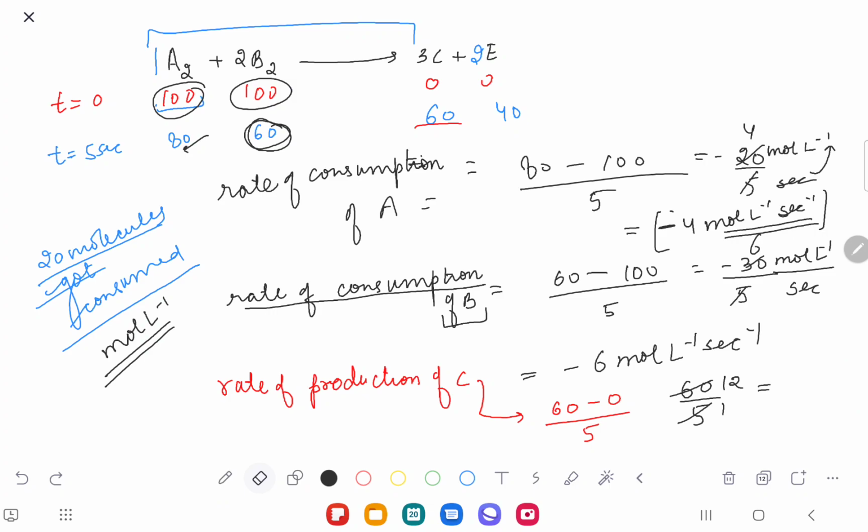Okay, so what do we have? We have the production rate as 12 moles per liter per second. Understood or not? Understood. So that is the answer.